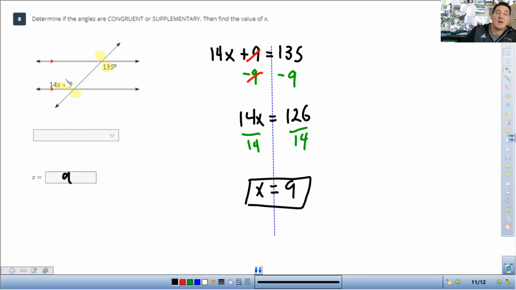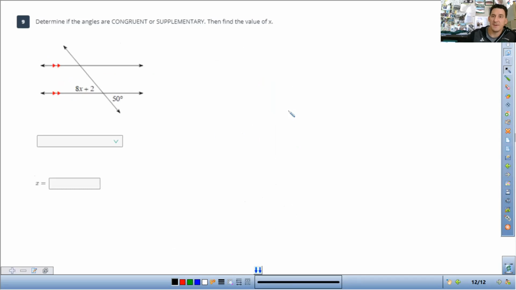This is 9. Oh, I don't want to skip this part since they're the same color. All right. Here, I'll go ahead and finish out the checkerboard pattern. Since those angles, 14x and 135, are the same color, they are congruent. Same color means same measure. Same color, same measure. Different color adds to 180.